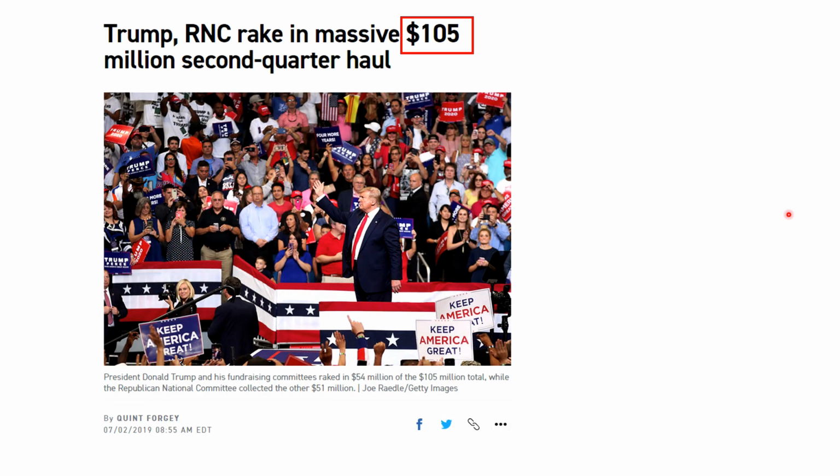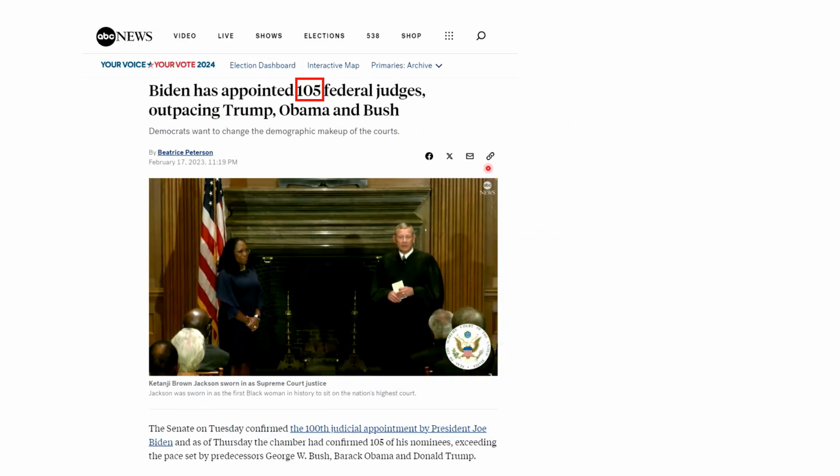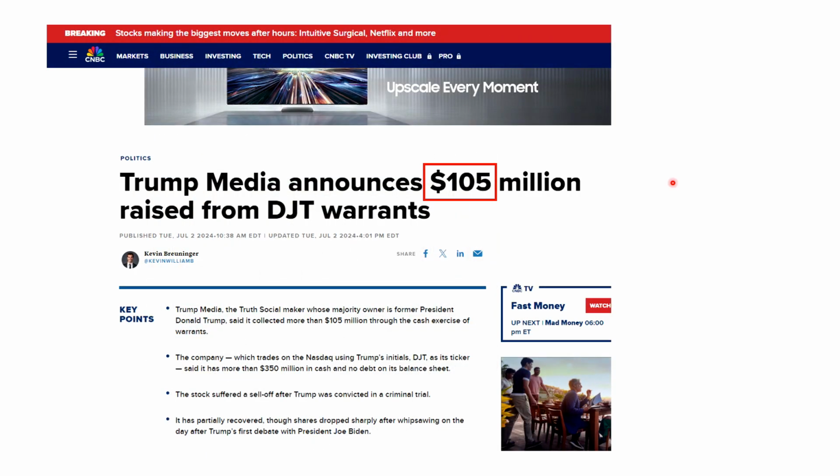But he obviously died. This is a 2018 article. This is Trump RNC raking massive $105 million in second quarter haul. So there's another one. Trump has 105 million in the bank to influence intra-GOP battles. This is 2021. And Biden has appointed 105 federal judges, outpacing Trump, Obama and Bush. So this one is 2023. And Trump Media announces 105 million raised from DJT warrants. So this one is a July 2024 article.